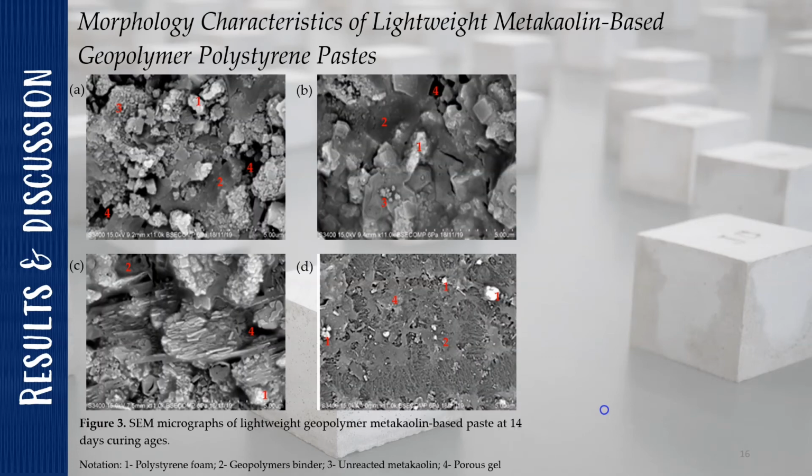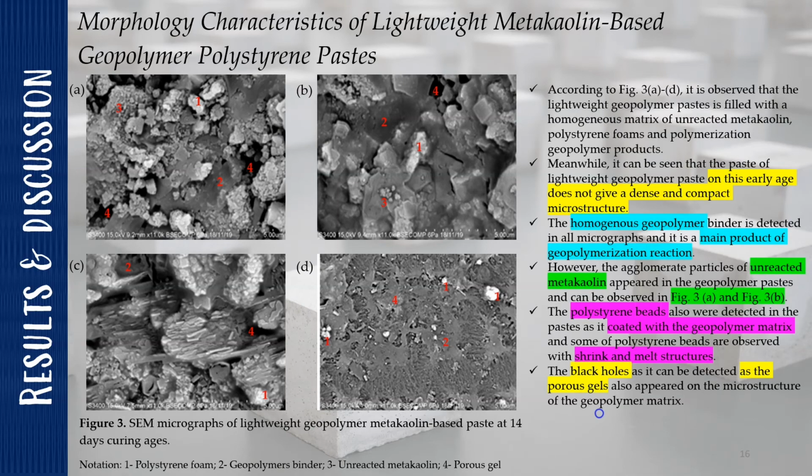Next, we move to the results and discussion of the morphology characteristics of lightweight metakaolin-based geopolymer polystyrene paste. Figure 3 shows the SEM micrographs of lightweight geopolymer metakaolin-based paste at 14 days curing age. The numbers that you can see on the micrographs show important indications. Number 1 indicates polystyrene form. Number 2, geopolymer binders. Number 3 indicates the unreacted metakaolin, and number 4 indicates the presence of porous gel.